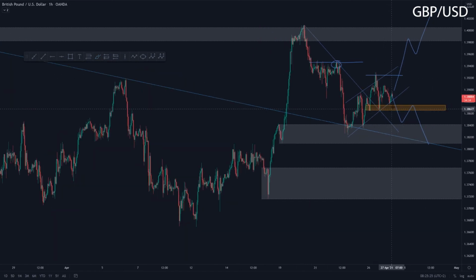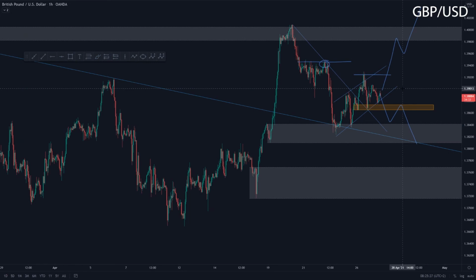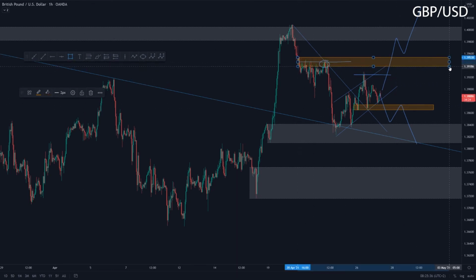Wouldn't be surprised if we start seeing some more downside. So yeah, this is what I'm going to be looking out for if we start seeing some more downside on pound dollar. For longs, you guys know what I'm going to be looking for. Break of the highs up here. So with pound dollar discussed, let's head over to Kiwi dollar.